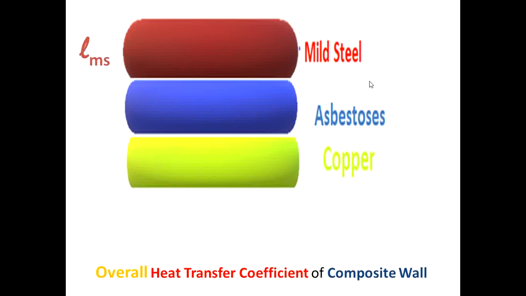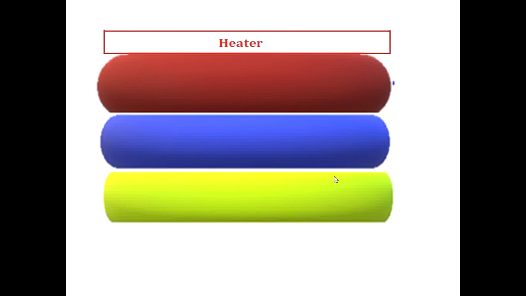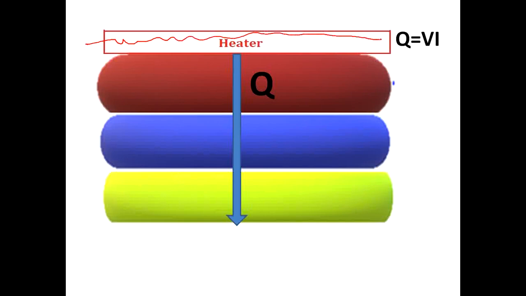The mild steel, asbestos and copper all have the same diameter, but the thermal conductivity varies. The thermal conductivity of mild steel, asbestos and copper you have to note down in the observation part. All are equal, upon which you have the heater. Heat will flow like this. One side is supplied with electric current, therefore power is equal to the amount of heat energy transferred.